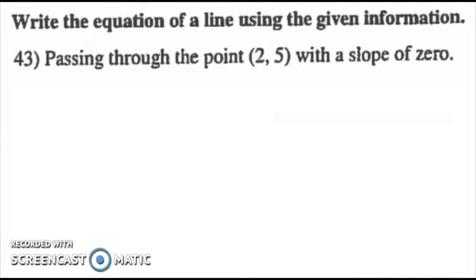43, similar way, but we have a slope of 0. So it's going to be y equaling a number, horizontal line where all the y's are the same. If it goes to this point, then y is 5. So the equation is going to be y equals 5 for 43.